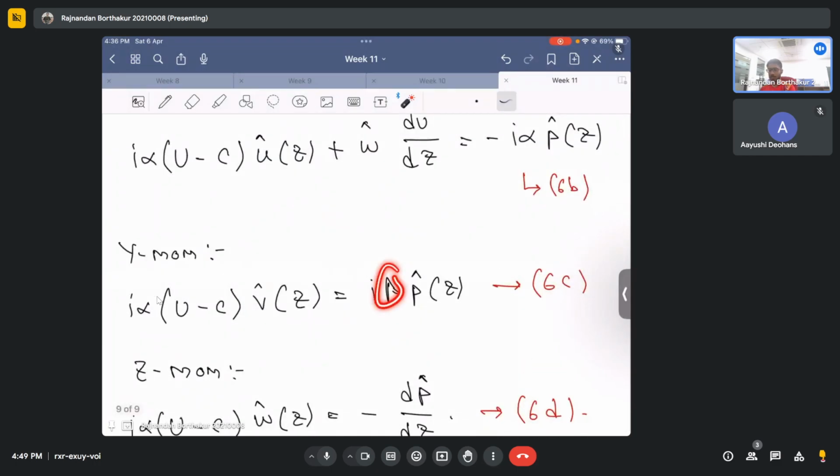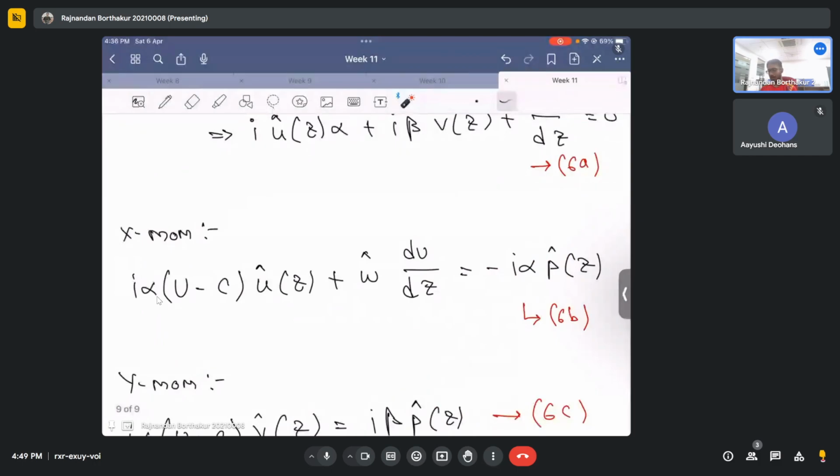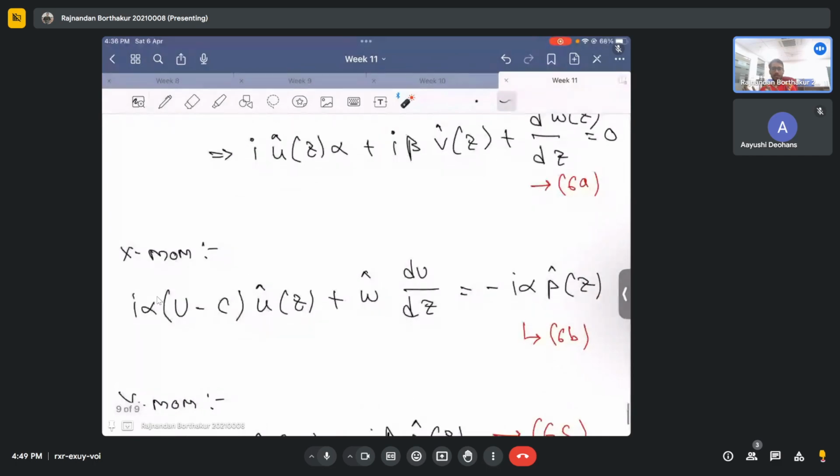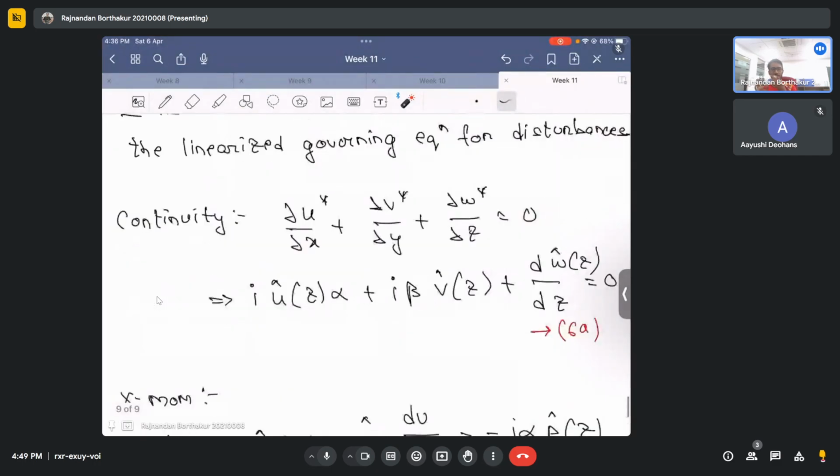Still, our problem is not solved, typically because, so what do you see? We see that equations 6a to 6d are also a coupled set of equations. But can you tell me what essentially did change when we moved from equations 5a to d to 6a to d? I mean, we did something by introducing the normal modes. Yeah, go on. It became from PDE to ODE. Yeah, exactly. That's a very nice observation.